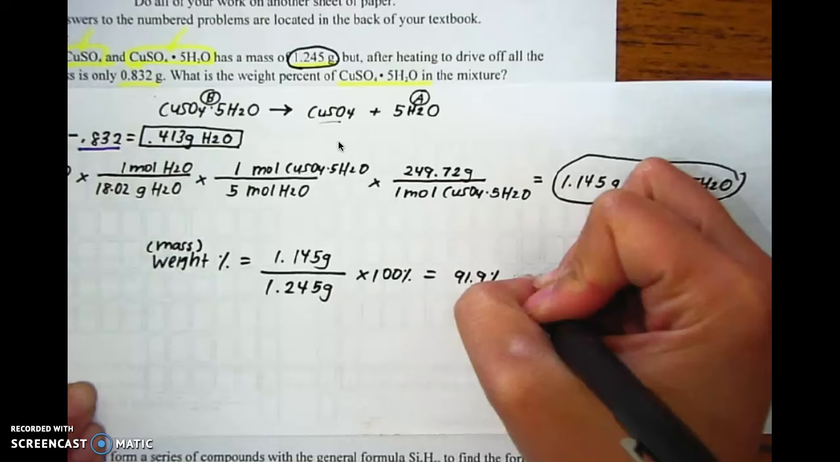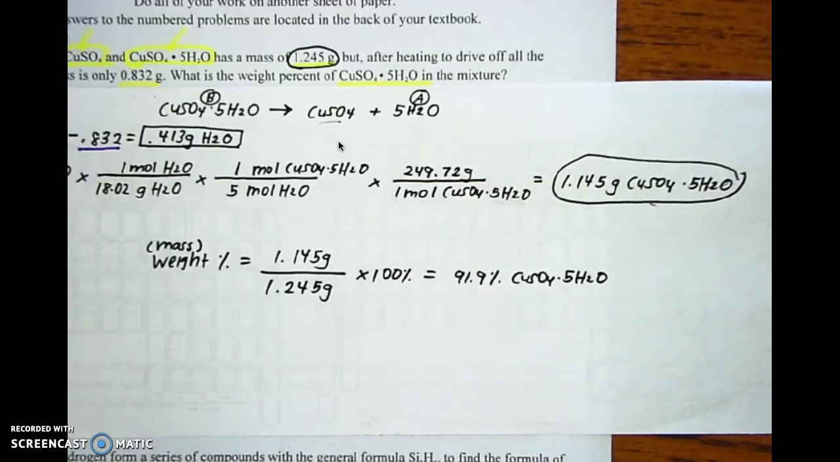That means that the rest of it, the 8.1% of the mixture, comes from just CuSO4, just the copper(II) sulfate. Okay, and that is it.